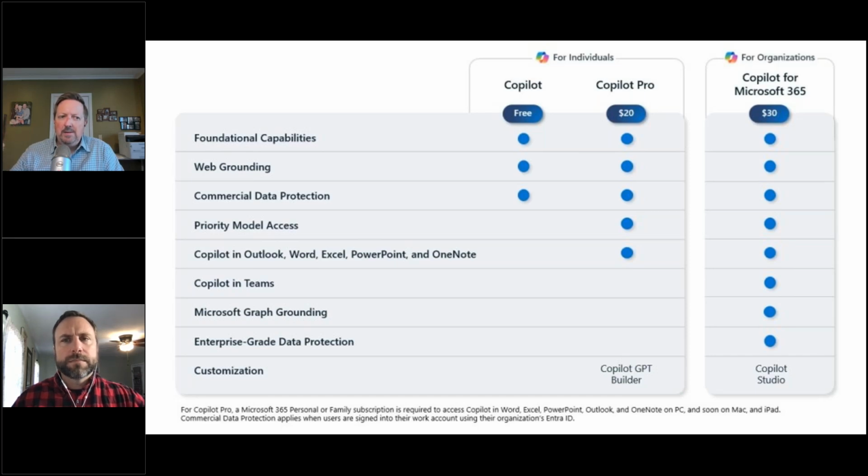We're going to talk about what we mean by Microsoft Graph grounding in a moment. But there's a whole bunch of other applications in the Microsoft 365 suite, and those too are enhanced with Copilot. And so that's how to think about the different products you can license.